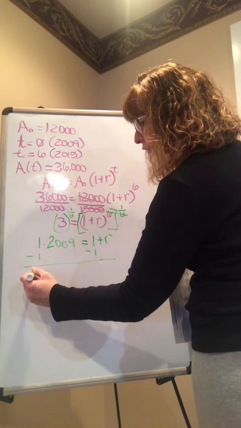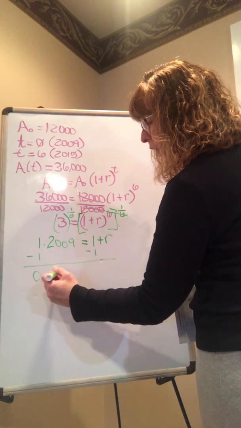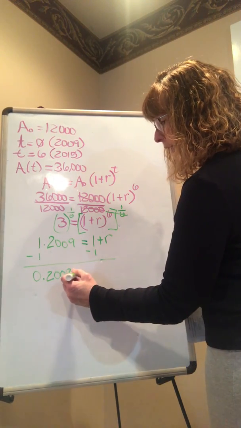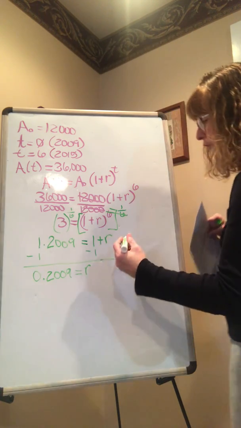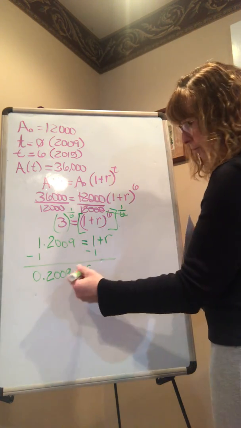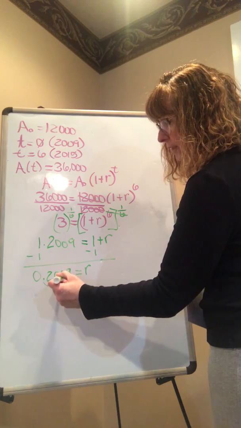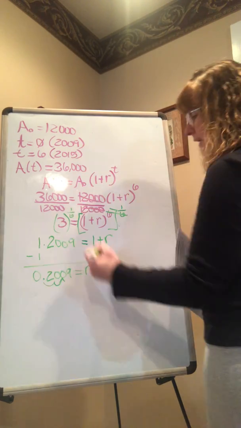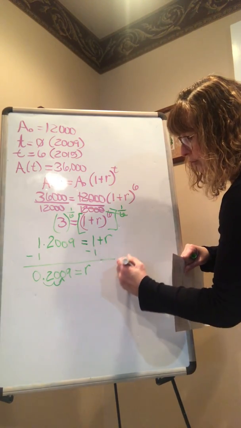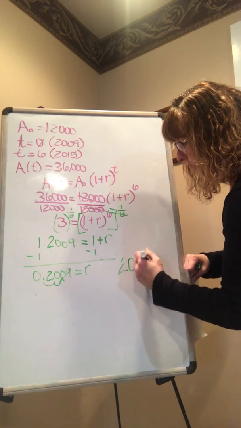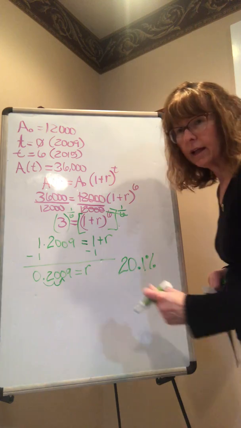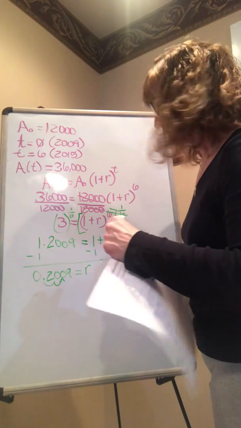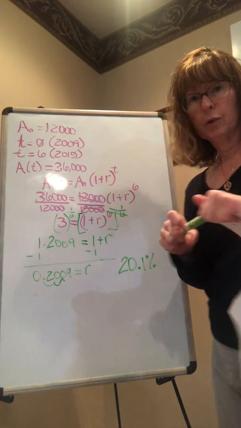And I have 0.2009 equals my rate. And so that means the rate that I earned, pretty good rate, move the decimal point in twice, this would be 20.1% was earned. That's a pretty good rate. That's a pretty good rate of return. So that was number one.